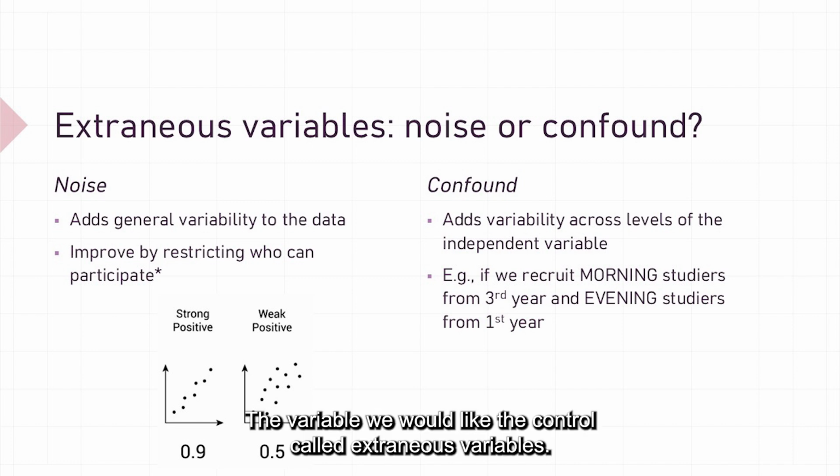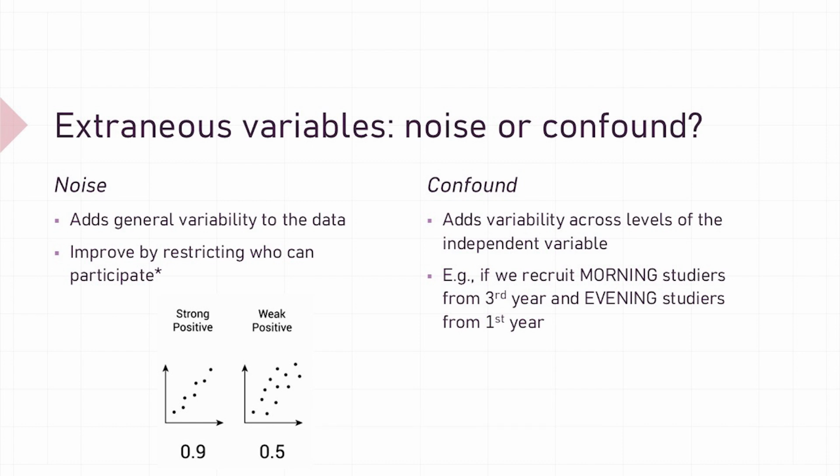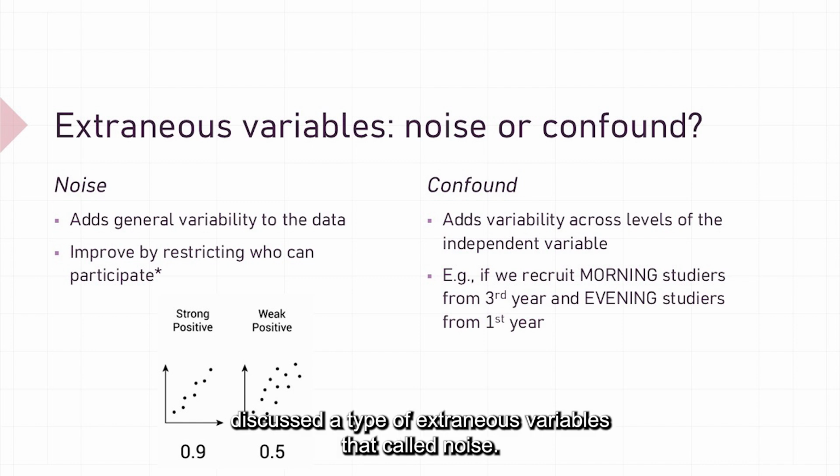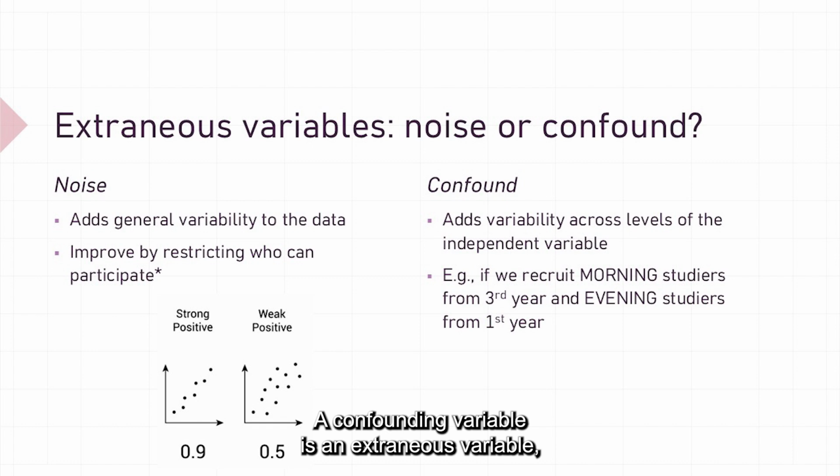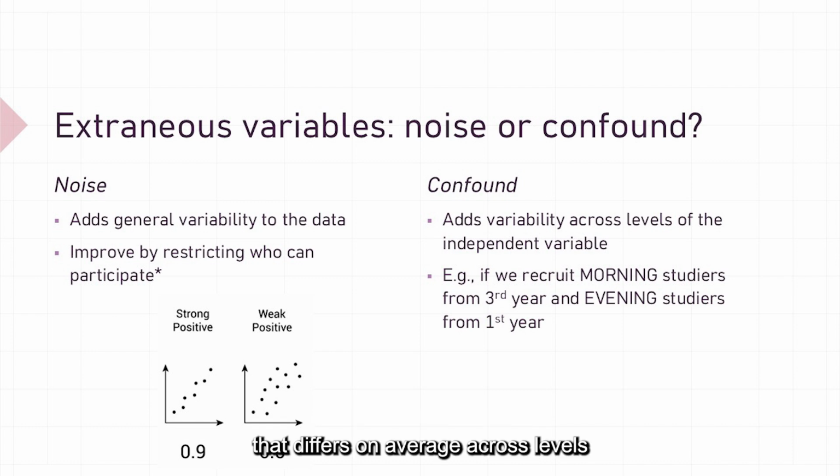The variables we would like to control are called extraneous variables. In our example before, we discussed a type of extraneous variable called noise. There is another type of extraneous variable: confounding variables. A confounding variable is an extraneous variable that differs on average across levels of the independent variable. In our example, that can be the IQ level of the students.